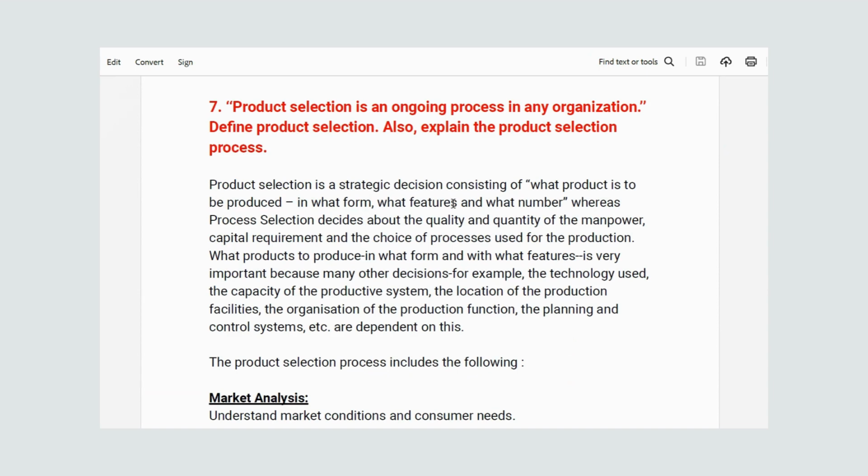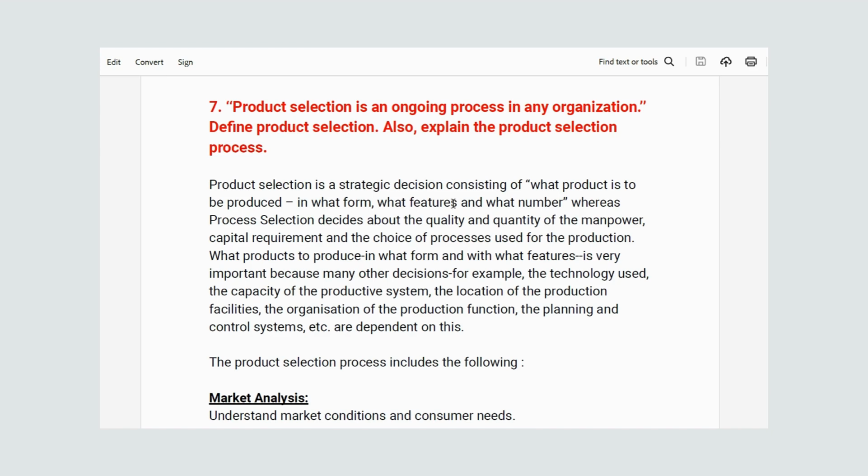What product selection actually is: it is a strategic decision. It consists of what product is to be produced, what are the features of the product, and how many products need to be produced. All these things come under product selection. Product selection decides the quality and the quantity of the manpower, also the capital requirement and the choice of process that is used for the production of materials. So what products to produce, in what form and with what features. These are the important aspects regarding product selection.